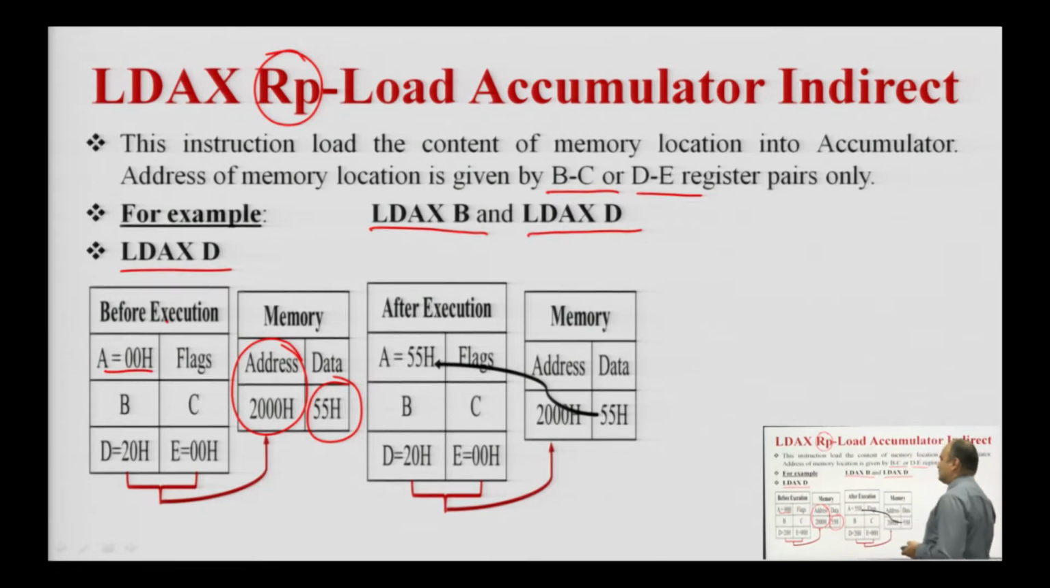So, this is the case before the execution of the instruction, and the content of the accumulator is 00H. When this instruction is executed by the microprocessor, the content of the memory location having address 2000H is loaded into the accumulator. At the 2000H memory location the data, or the operand, is 55H. So, after the execution of this instruction, the microprocessor will load the content of the memory location into the accumulator. After the execution, A becomes 55H. So, this is the LDAX RP instruction.